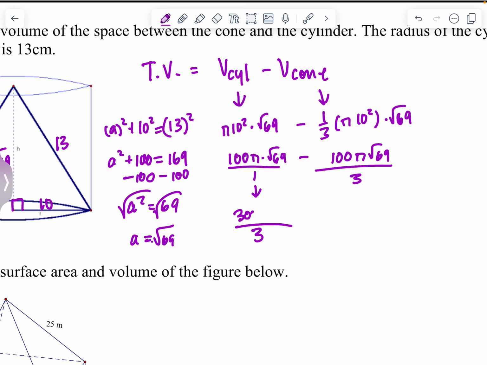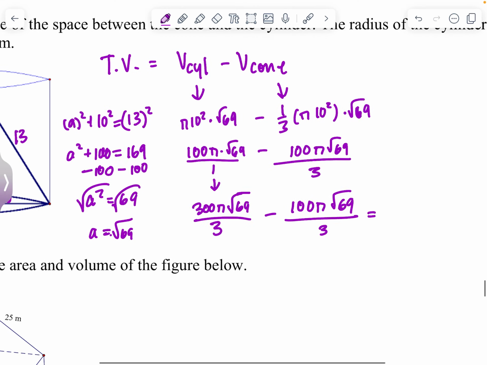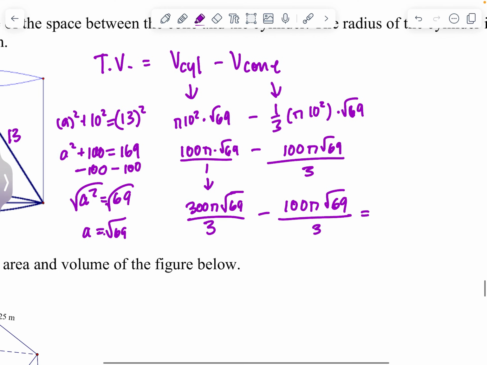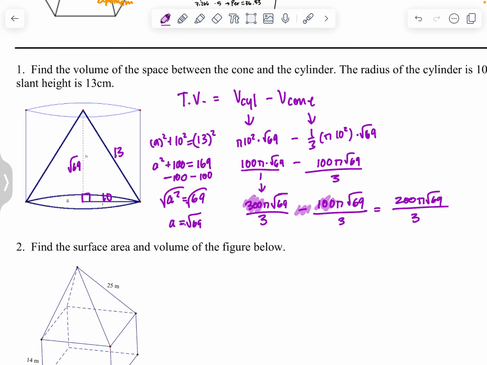So we end up getting 300 pi root 69 minus 100 pi root 69 over 3. And now we could actually subtract, because these are like denominators. They have the exact same two terms here. We are allowed to subtract these. What is 300 minus 100? Well, 300 minus 100 is 200. So we end up with 200 pi root 69 all over 3.